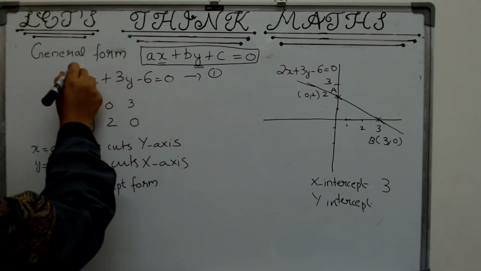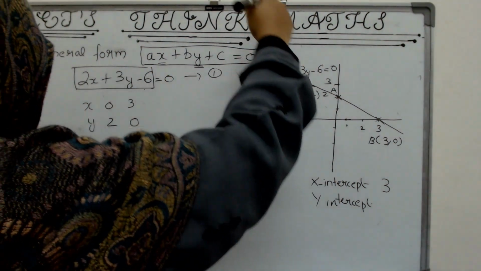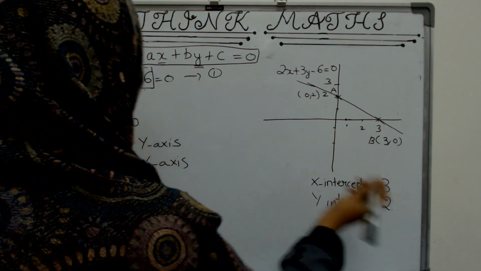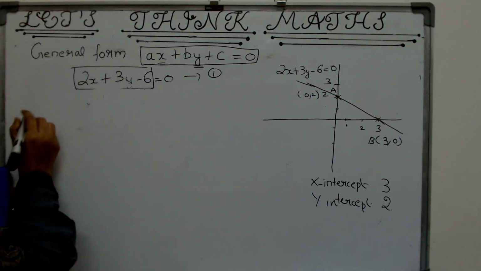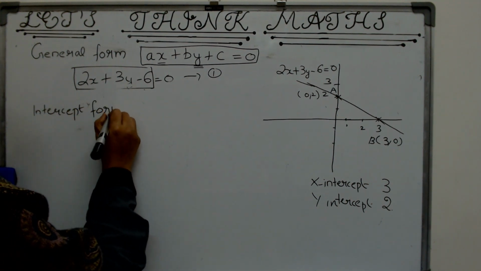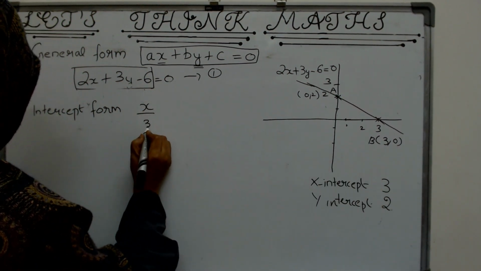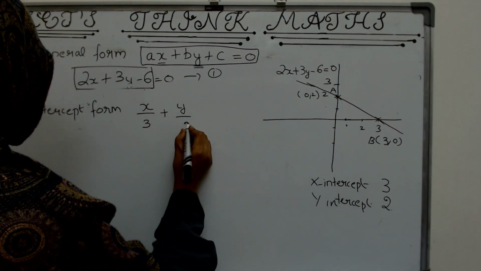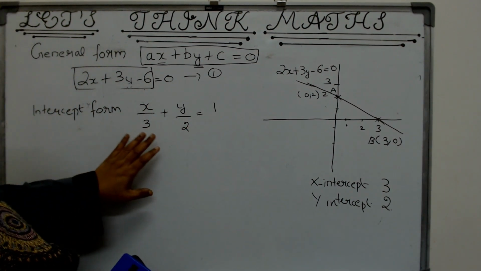Now, the y-intercept. This is the line that we are dealing with, right? So the y-intercept of this line is the place where the line cuts the y-axis. Where does it cut the y-axis? 2. So this brings us to our next form, known as the intercept form, which is given by x by the x-intercept, which is 3, plus y by the y-intercept, which is 2, is equal to 1. This is known as the intercept form.